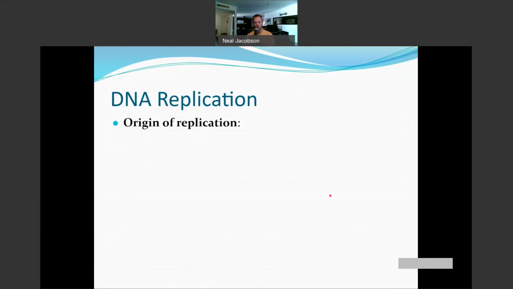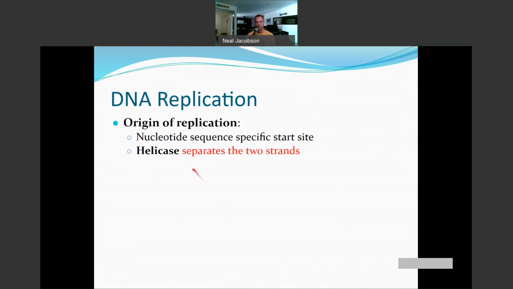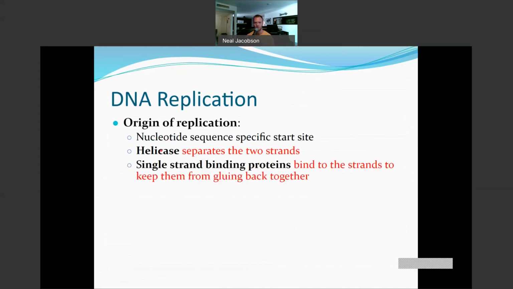All right, so let's talk about how this whole thing gets going. There's a nucleotide sequence-specific start site. That just means the order and sequence of nucleotides on that DNA strand are going to attract all of the molecules and the machinery that helps with replication. Helicase is going to separate the two strands. Helicase is an enzyme that moves at the replication fork and helps to separate the two strands. Single-stranded binding proteins will bind to the strands and keep them from zipping back or gluing together.